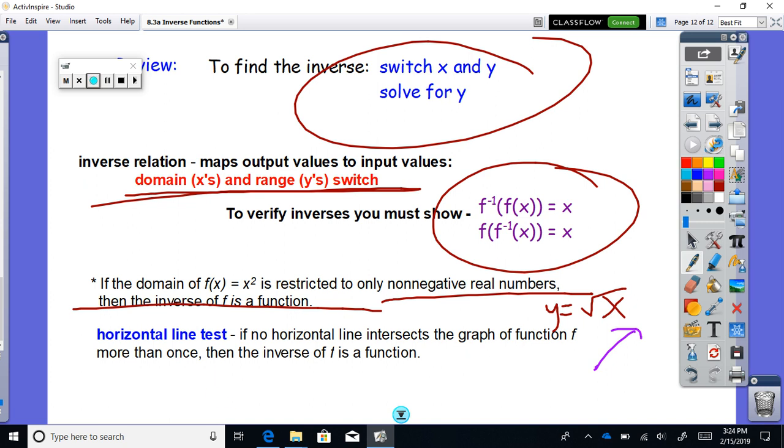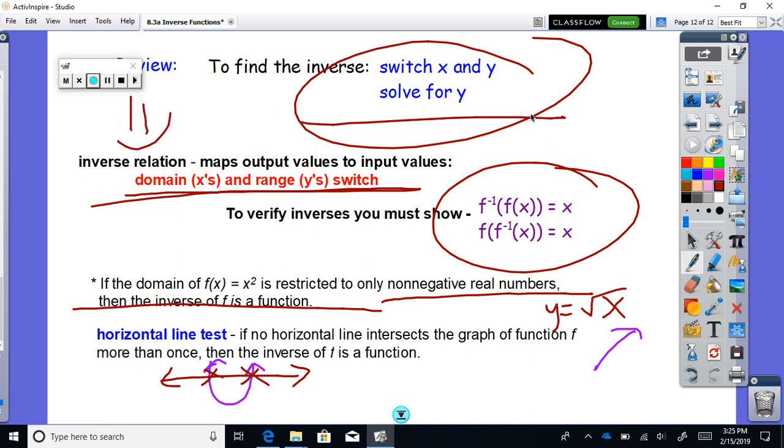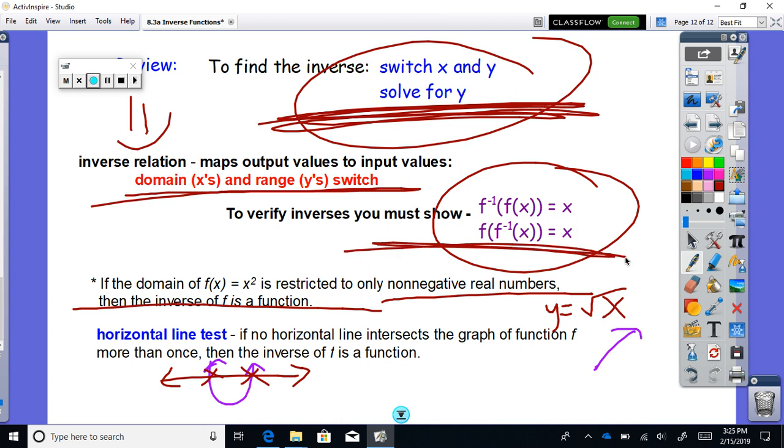Horizontal line test on the original is how you can tell if the inverse will be a function. So if it fails because it crosses twice, then the inverse of that function will not be a function. All right, that might be confusing. Hope you got it. This is the big part that you want to take away from today's lesson, finding the inverse and proving the inverse.